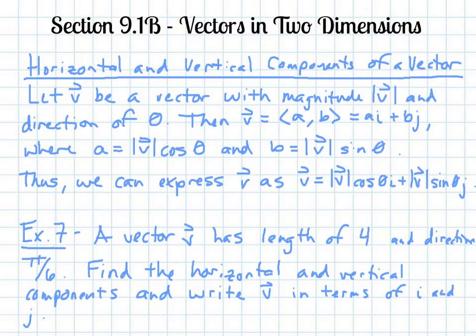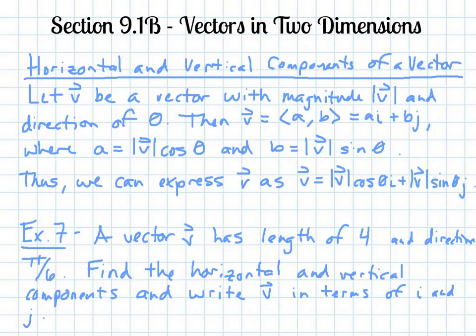Today's lesson, section 9.1b, vectors in two dimensions. So we've already talked about vector form, or component form for vectors. Let vector v be a vector with magnitude and a direction of theta. Then the magnitude is the bars of the vector. And let vector v represent a comma b, or the point a comma b. We can also write that in ij form, which is ai plus bj.